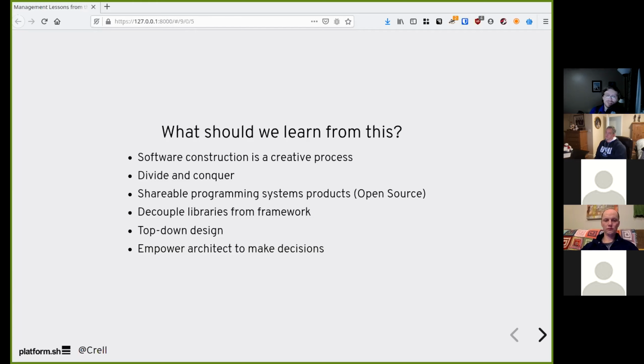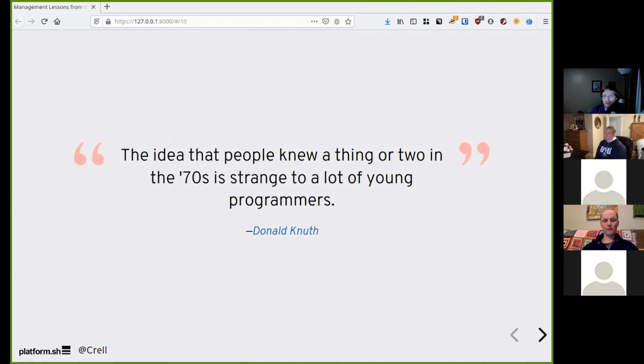And this is what Brooks was saying in the 60s, in the 70s, in the 90s, and it is still true today. The idea that people knew a thing or two in the 70s is strange to a lot of young programmers, unfortunately. This is from Donald Knuth, author of the book The Art of Computer Programming and considered the father of analysis of algorithms. If you aren't familiar with him, look him up. What can we learn from this?